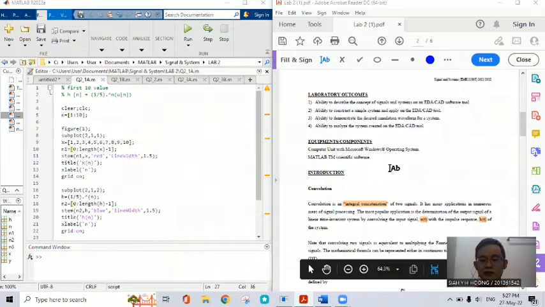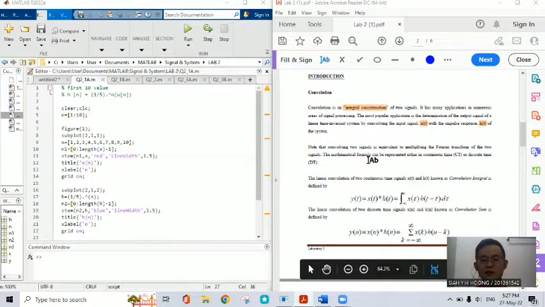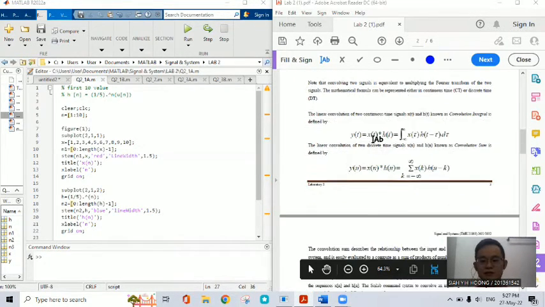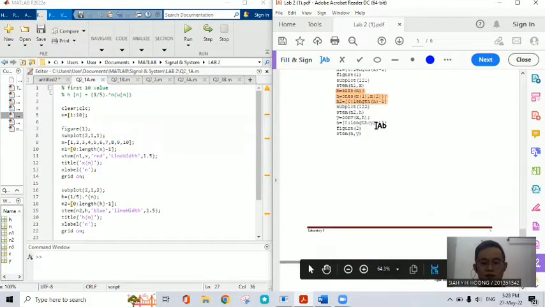Convolution is an integral concatenation of two signals, and usually it involves the two signals, x(t) and h(t). The mathematical formula can be represented as below. We can see x(t) multiplied by h(t) and x[n] multiplied by h[n]. This is for the discrete time, and this is for the continuous time signals. Let us take a look at our questions.